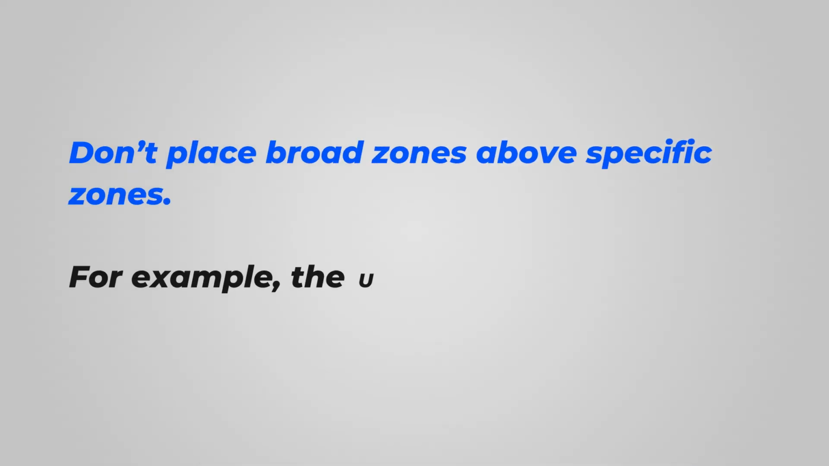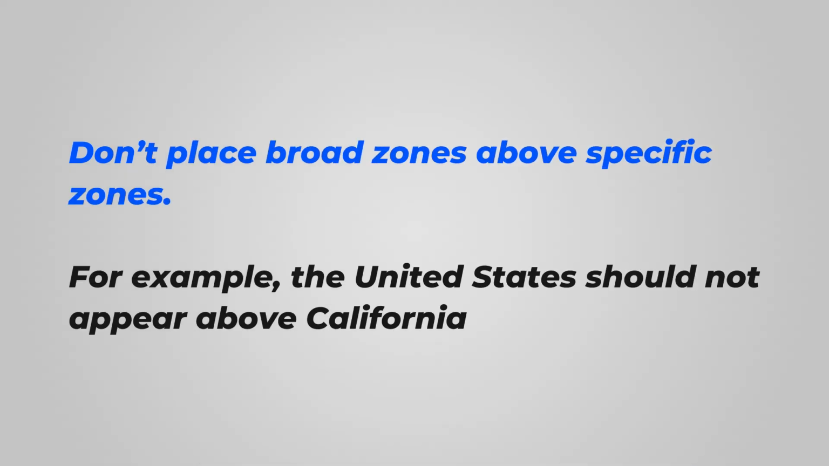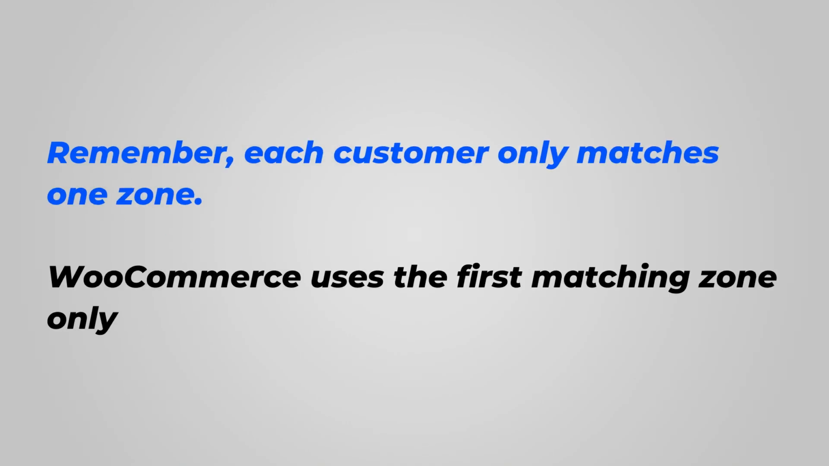Before finishing, here are a few mistakes to avoid. First, don't place broad zones above specific zones. For example, the United States should not appear above California. Otherwise, California customers may match the wrong zone. Second, remember that each customer only matches one zone. WooCommerce uses the first matching zone only.